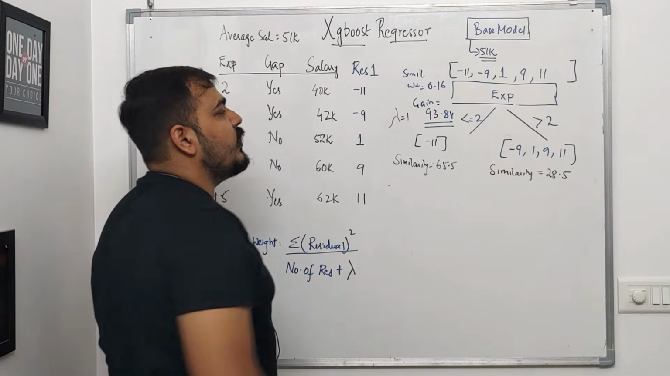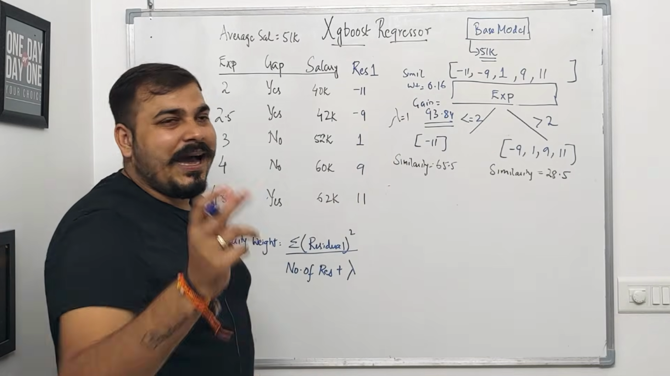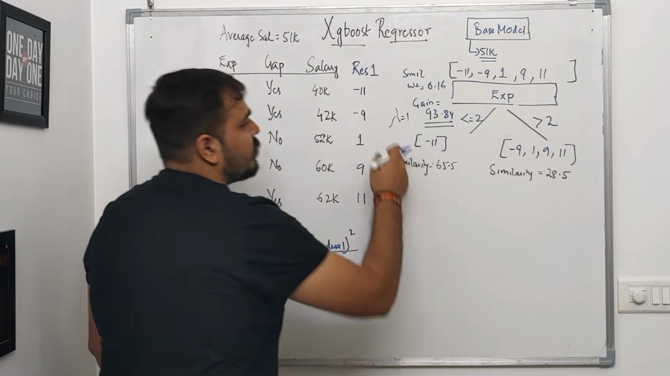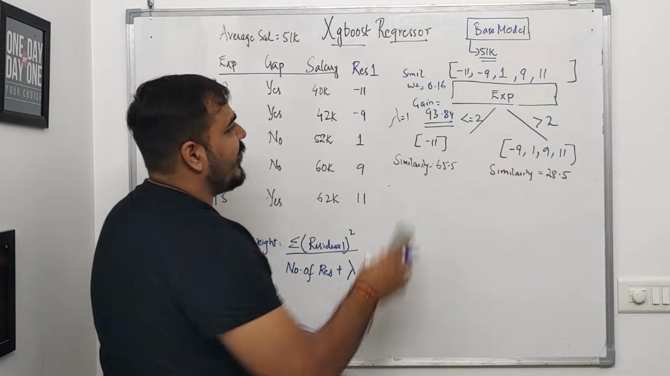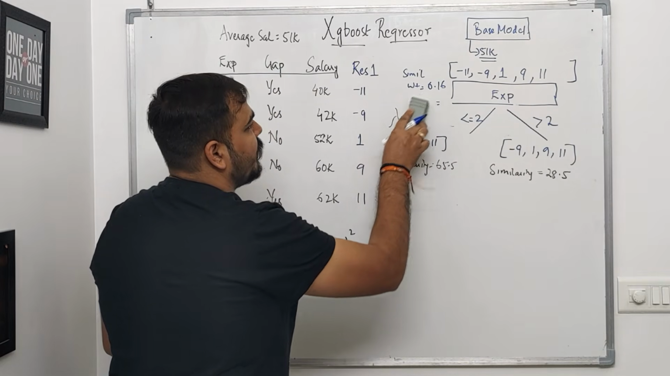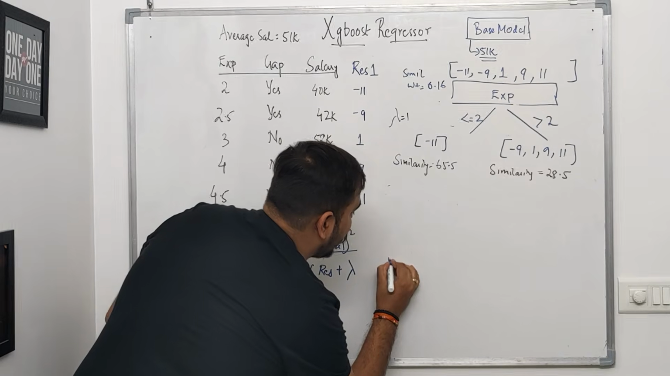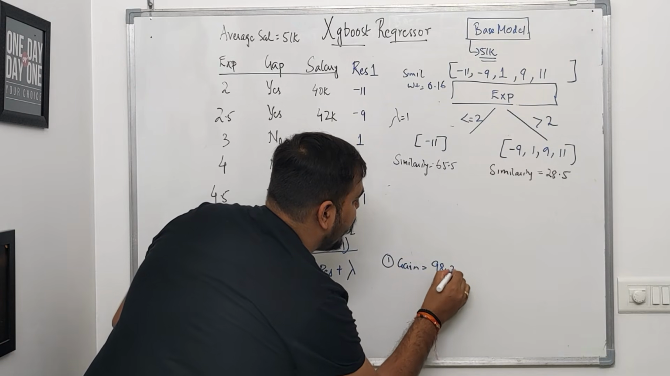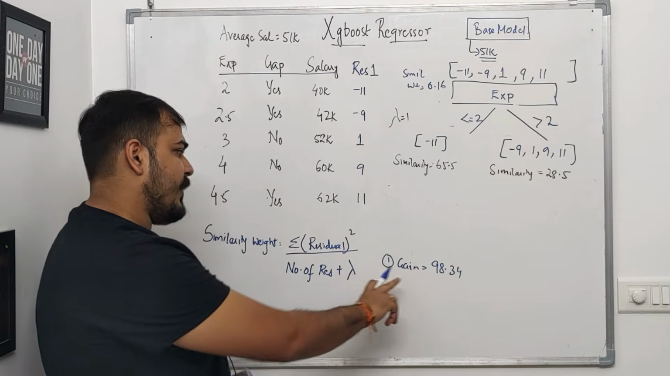Now I've done this, and I'll go with the next split. See guys, with the first split we got the gain 98.34. Let me just write it down somewhere here. So for the first record split I got somewhere around 98.34.